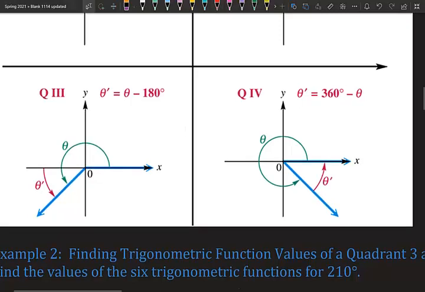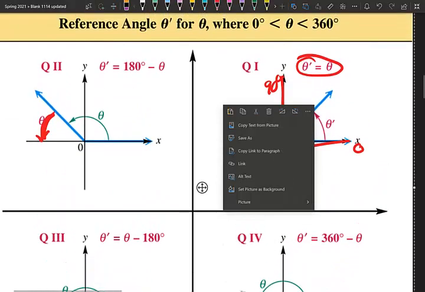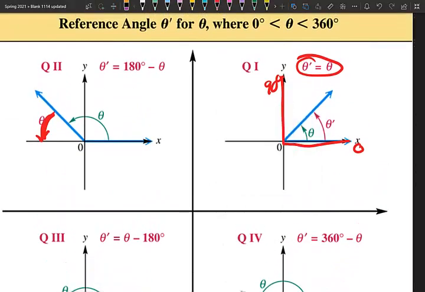In quadrant 3, we do theta minus 180 because we need to know how we get back to 180. Quadrant 4 is the only one with 360, so we subtract theta from 360, and that's how we get our reference angle. So how do I remember between quadrant 2 and 3? Because 1 and 4 are easy to remember, they're very different. But 2 and 3 are so close it hurts, right?